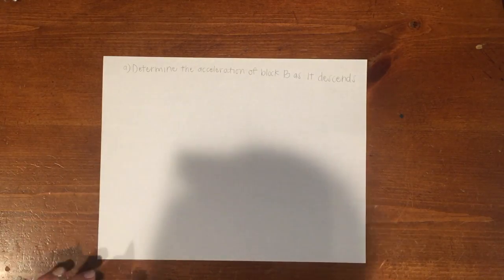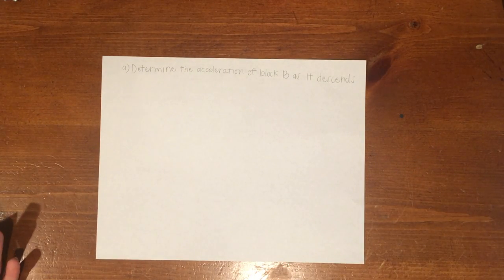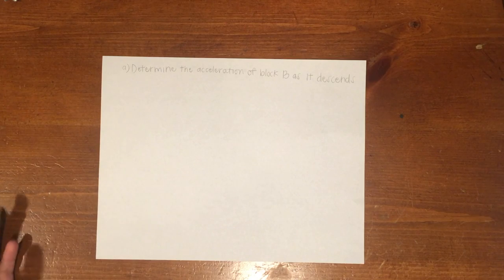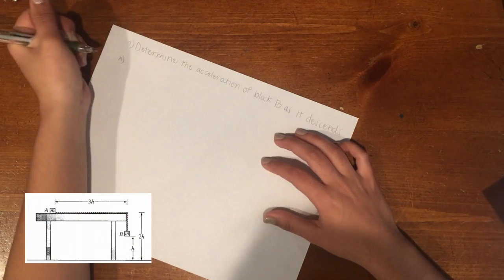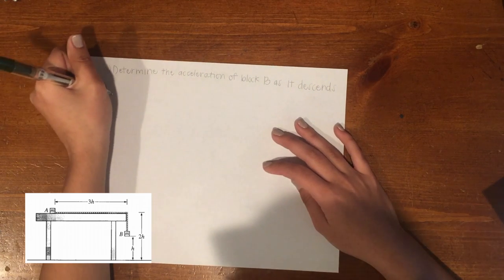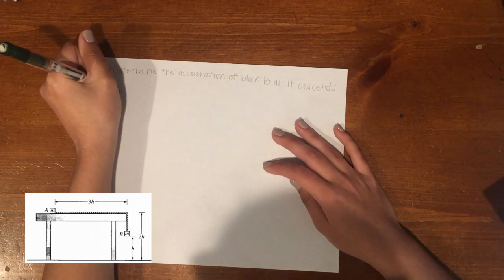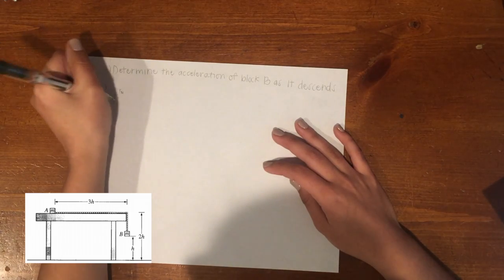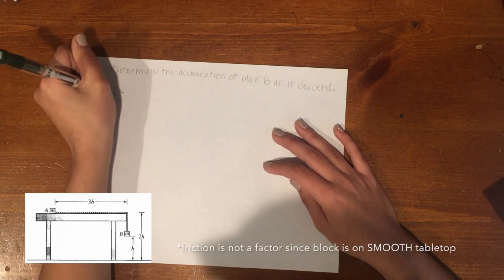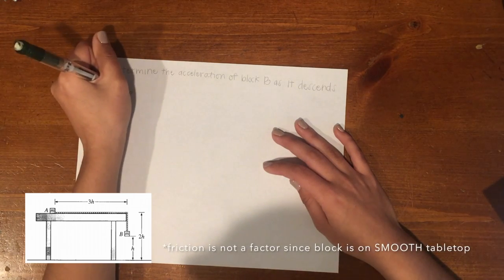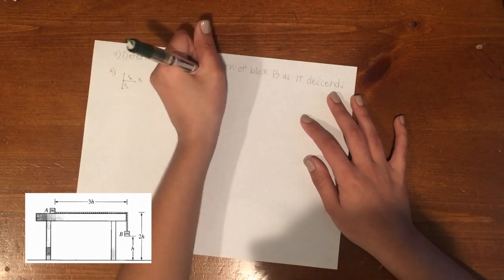Okay, so the first question is determine the acceleration of block B as it descends. And the first step to solving this is making two free body diagrams, one for A and one for B. For A, it's going to have normal force up since it's on a tabletop, force of gravity down because of gravity, and the force of tension to the right because that is the direction the string is in. So B, let's try right here.